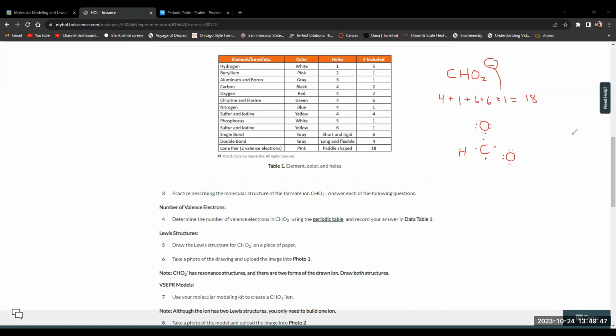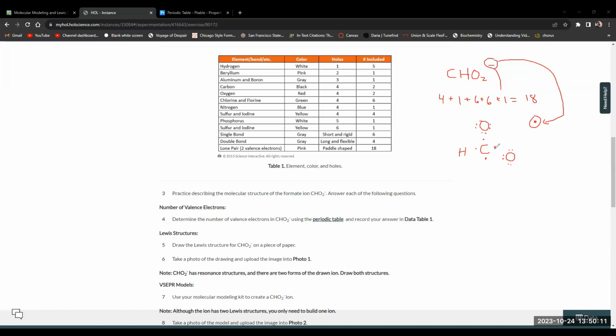Remember, we have a charge, so we have an extra valence electron. Most of the time, like a general rule of thumb, when we have this charge, it means that we're going to be working with at least one double bond. So that's one thing to keep in mind.